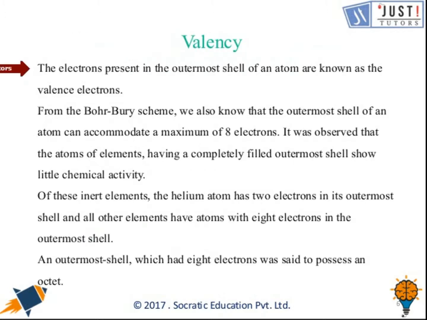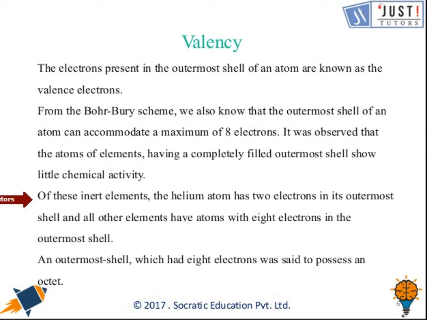So the electrons present in the outermost shell of an atom are known as valence electrons. From the Bohr and Bury scheme, we also know that the outermost shell of an atom can accommodate a maximum of 8 electrons. It was observed that the atoms of elements having a completely filled outermost shell show little chemical activity, and such elements are called inert elements.